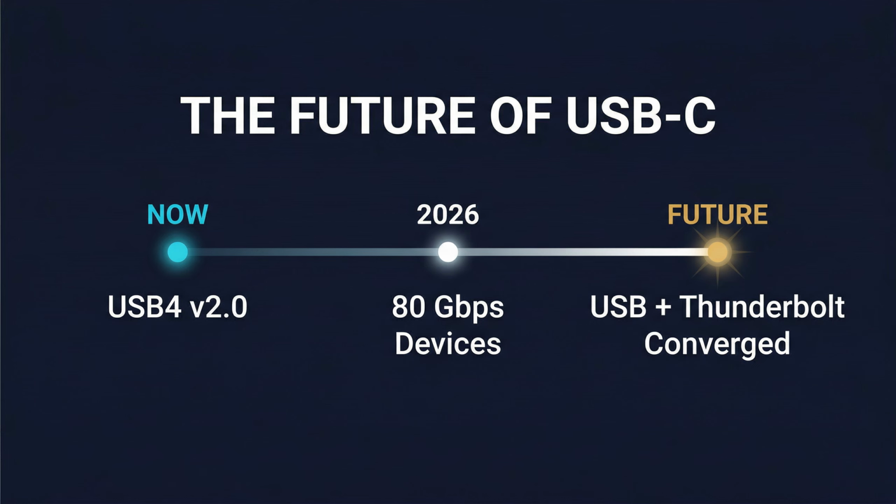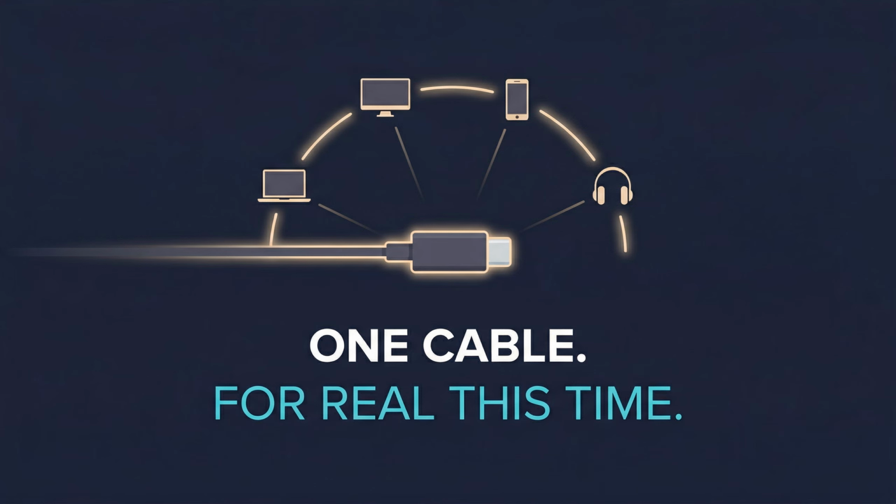And USB-C isn't done evolving. USB 4 version 2.0 devices are just starting to hit the market in 2026, with full 80 gigabit speeds. Thunderbolt and USB are merging into one standard. The dream of one cable that handles everything, data, video, power, pro workflows, is closer than ever. And the best part? As the standard matures, prices are dropping. A good USB 4 cable that cost $80 2 years ago? Now under $30. It's been a confusing ride, but 30 years after the first USB plug, we're finally getting there. And honestly, that's worth celebrating.